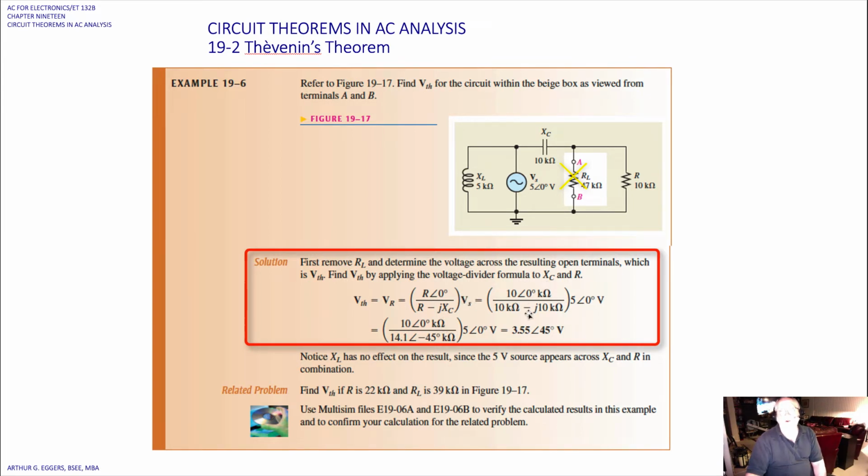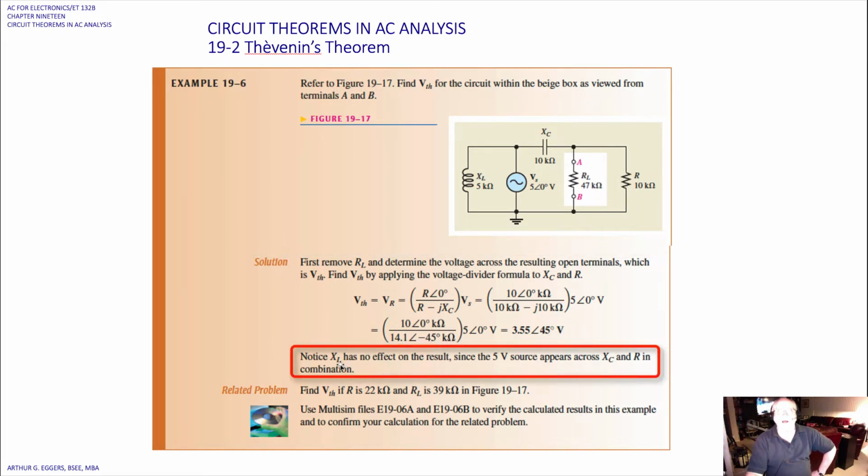so R at angle of 0, over R minus J X sub C because it's a capacitor, times V sub S for the source. So when we do that, again, we've got the rectangular terms in the denominator, we've got our polar terms in the numerator. So you're going to convert 10k ohms minus J 10k ohms into a polar form and divide that then into the 10 multiplied by 5. So when we do that, we get 14.1 at an angle of minus 45 k ohms that we're going to divide into 10 at 0 degrees k ohms. So multiply it times 5. So when we do, we have 3.55 at an angle of 45 degrees in voltage.